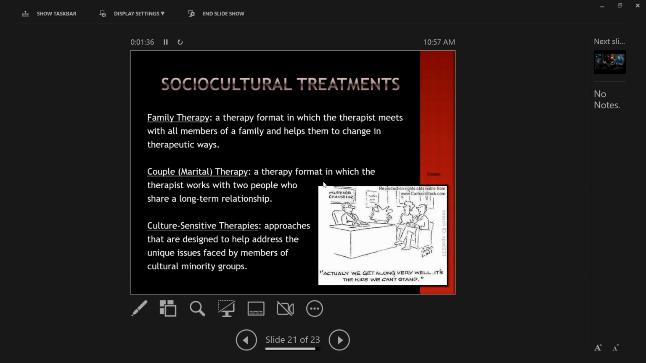Any thoughts or comments or anything here before... There's one more on this slide, but any thoughts or anything? You look like you were almost a hand, right?